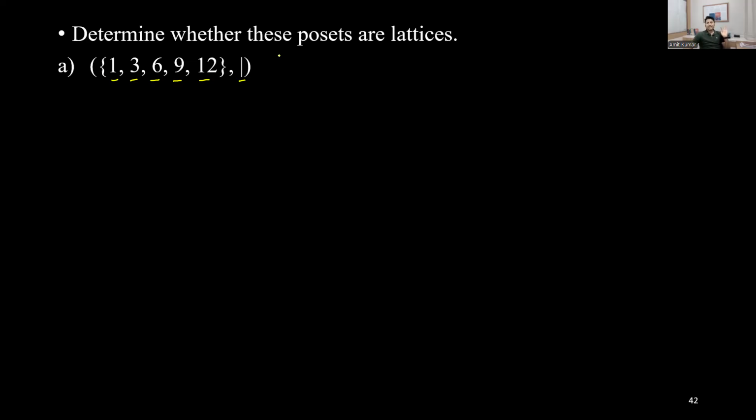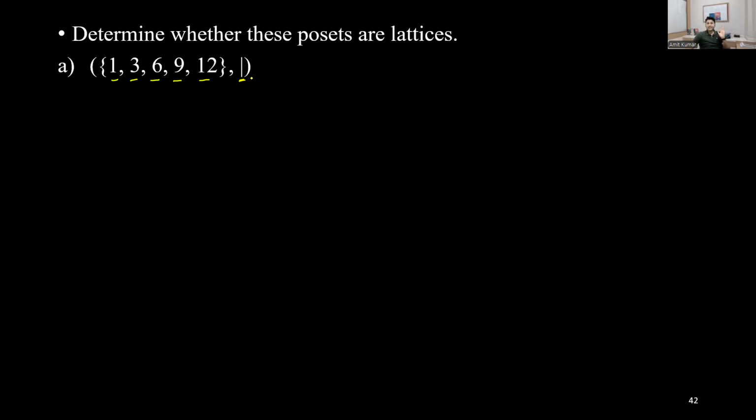Okay, as they have given us the structure, we are supposed to check it. The first one is the set as this and the relation divisibility. As we already proved, divisibility is a POSET. In the previous sessions, yes, divisibility is reflexive because every element divides itself. Divisibility is anti-symmetric because when A divides B and B divides A, then A and B must be the same element.